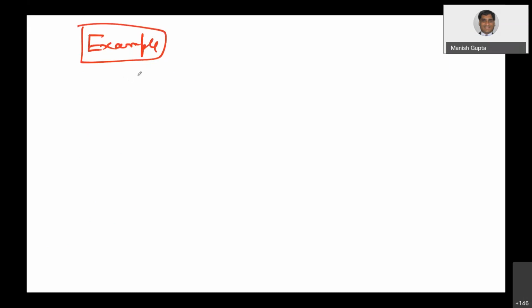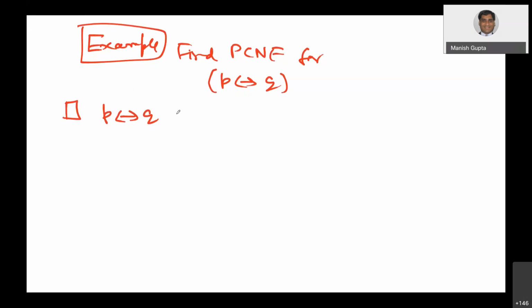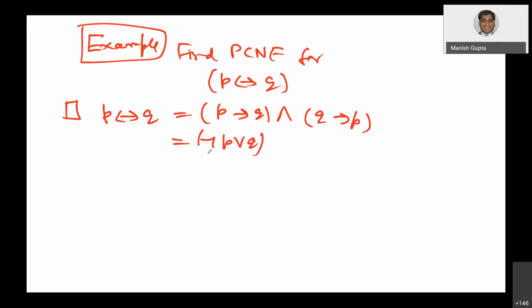The example is: find PCNF for P if and only if Q. Now P if and only if Q is the same thing as P implies Q, meet Q implies P, right? Which is the same thing as negation of P join Q, meet negation of Q join P. So this is your answer, because you see that this is in terms of max terms. Okay, so this is PCNF.